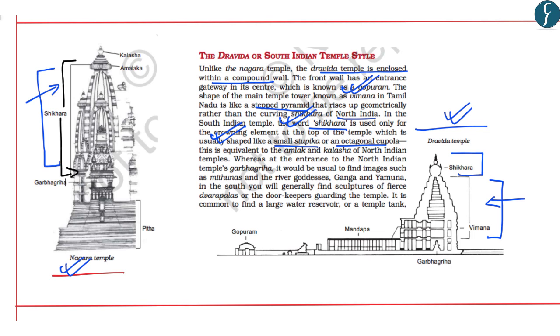So these can be said to be some of the basic differences between the Nagara style of temple architecture in North India and the Dravida style of temple architecture in South India.